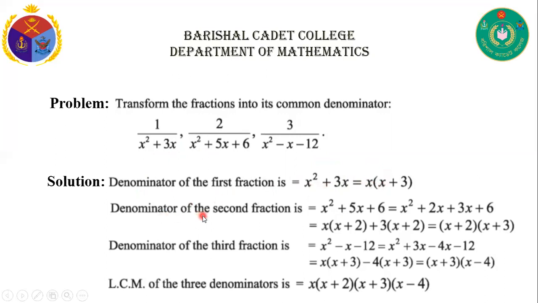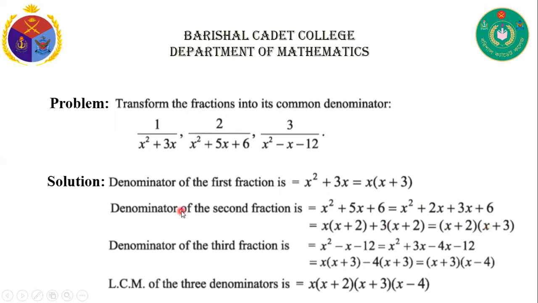And the denominator of the second fraction is x squared plus 5x plus 6. And we can write it in this form, that is x squared plus 2x plus 3x plus 6. And here 2x into 3x is 6x squared. So we have the factors x plus 2 into x plus 3.